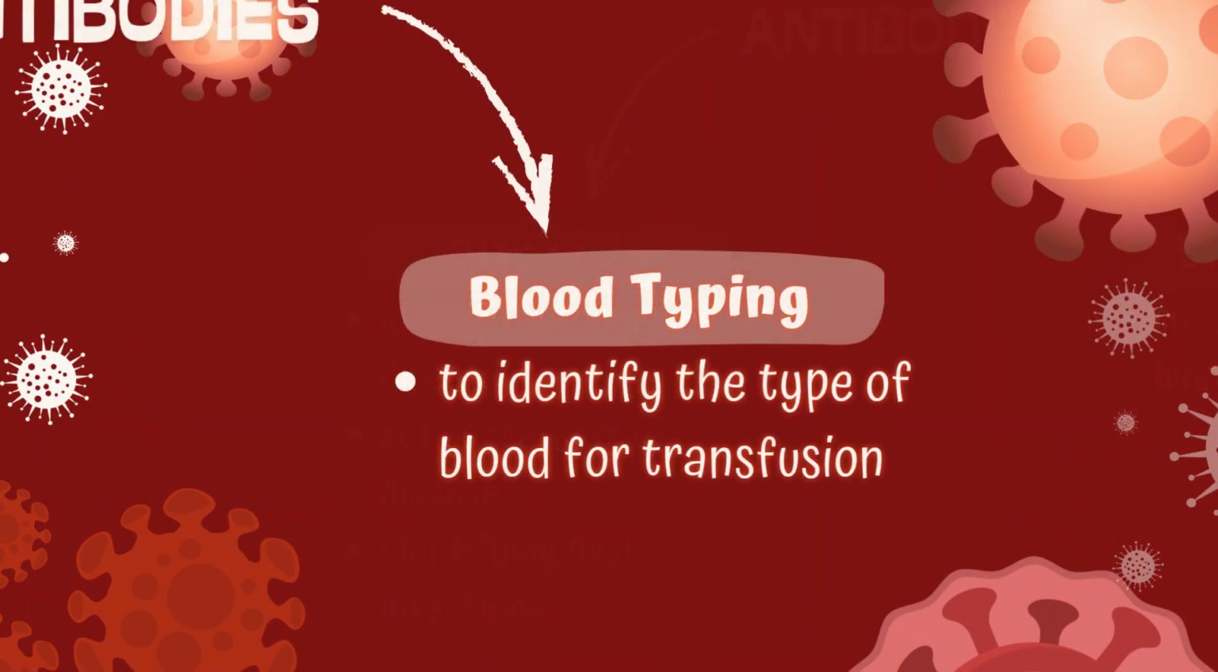Second, antibodies are essential in blood typing. In the ABO and RH systems, naturally occurring antibodies help identify a patient's blood group. This ensures that the correct blood group type is selected for transfusions and prevents dangerous transfusion reactions.